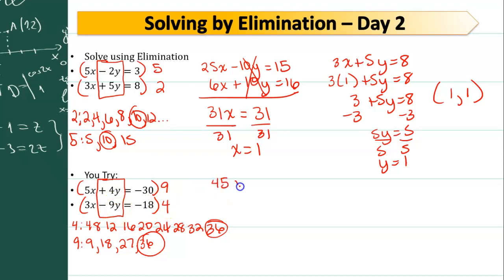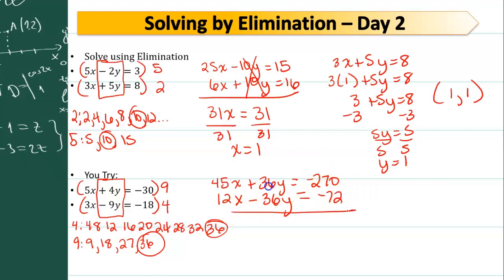So this becomes 45x plus 36y equals negative 270. The bottom becomes 12x minus 36y. And then 18 times 4, I don't know off the top of my head, so I get out my handy dandy calculator and I get negative 72. And then we're adding. 45 plus 12 becomes 57x, and the y's cancel out. Negative 270 plus negative 72 is negative 342. We're going to divide both sides by 57, and we end up getting that x equals negative 6.